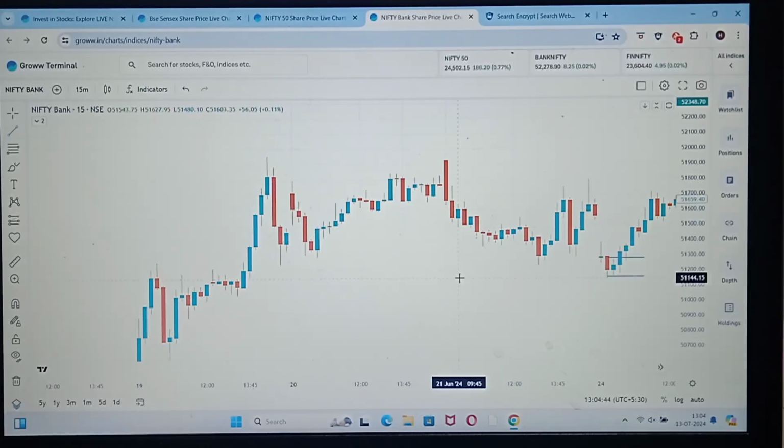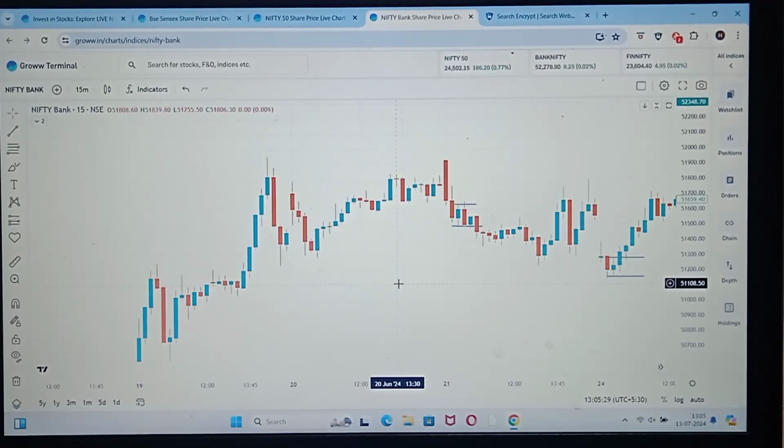Now we'll see 21st of June. So on 21st of June, you'll see the 9:45 candle. We are marking the high and low. So you can clearly see we are getting a downside put side trade at 10:30, where the 9:45 candle low is breaking. So here we are initiating our trade at 51,491. We are getting around 150 points. You can see 150 points easily.